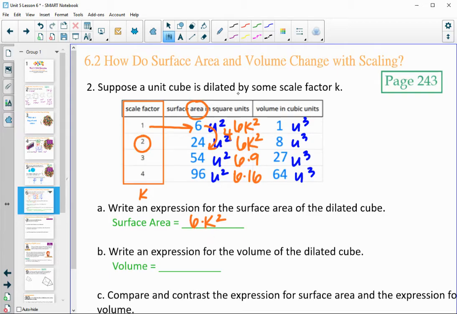And then how is this one going to work for volume? So this looks like it's just 1. 8, if we try to get that as a 2, we saw in our warm-up that that was 2 cubed. And 1 cubed would just be 1. So let's check out here, is 27 3 cubed? And it is. 3 times 3 is 9 times 3 is 27. 4 cubed, 4 times 4 is 16 times 4 is 64. So we're seeing a k cubed here.